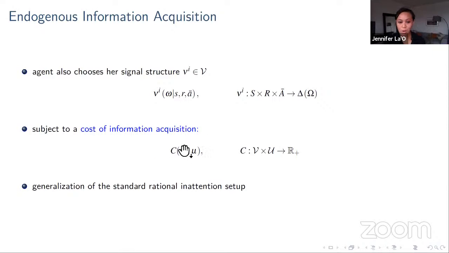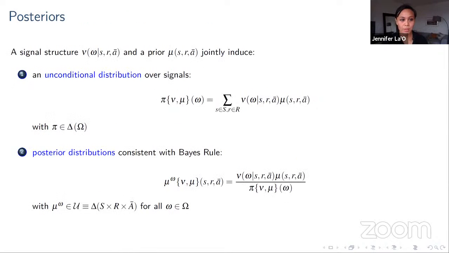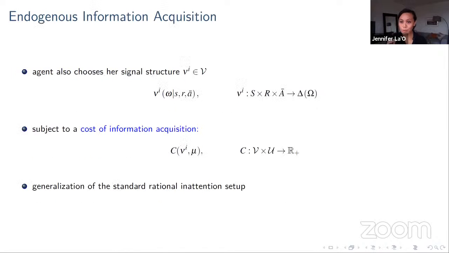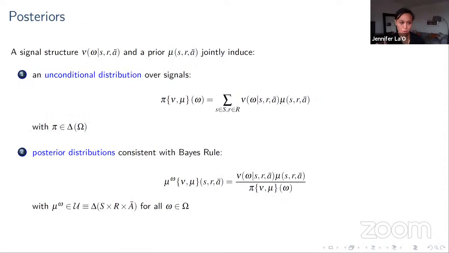And for now, we write this as just the cost of this signal structure, and another input is this prior, mu, okay? And this is a generalization of the standard rational inattention setup. Okay, and we're going to put a little bit of restriction on this cost function in order to be able to say something. So that's where I'm going now.